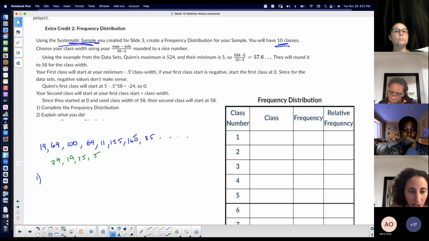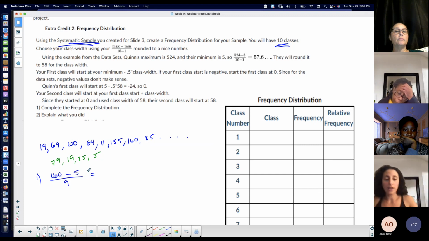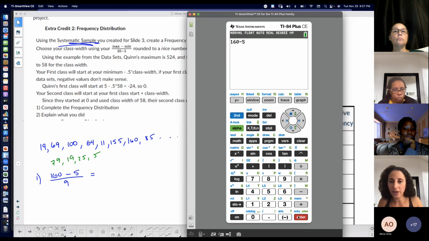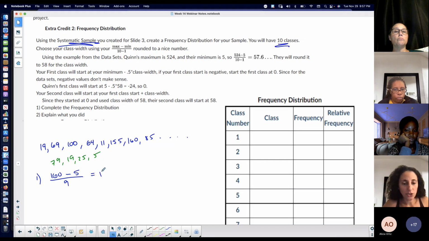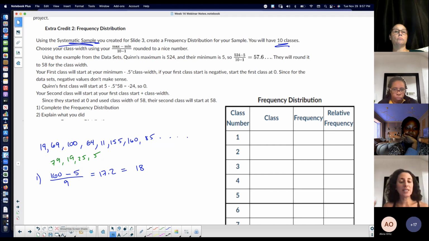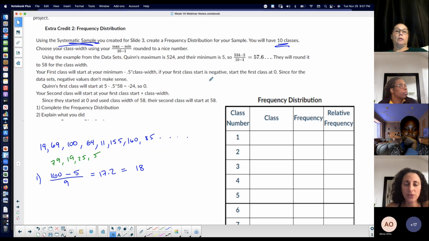I'm taking the maximum, which in this particular sample is 160, minus the minimum value, which in this case is 5. And I'm going to divide by 10 minus 1, we'll say 9. Okay, so I'll go to my calculator. 160, minus 5, divided by 9 is giving me 17.22222, which I don't want to leave as a decimal. I always round up. I'm going to go to 18. If you recall, finding your class width, we typically round up to the next whole number.